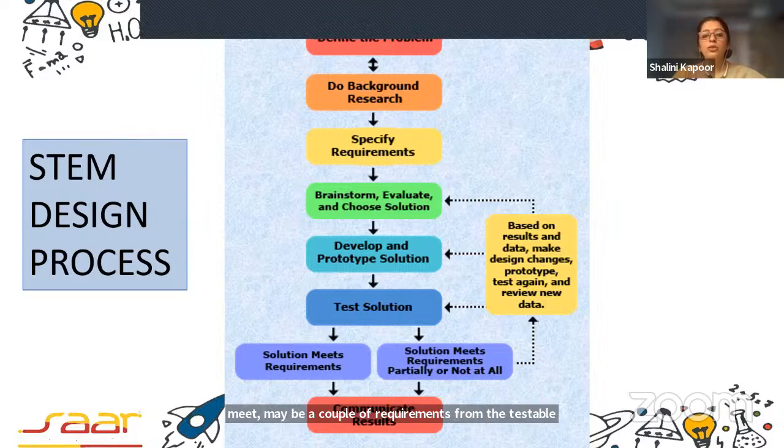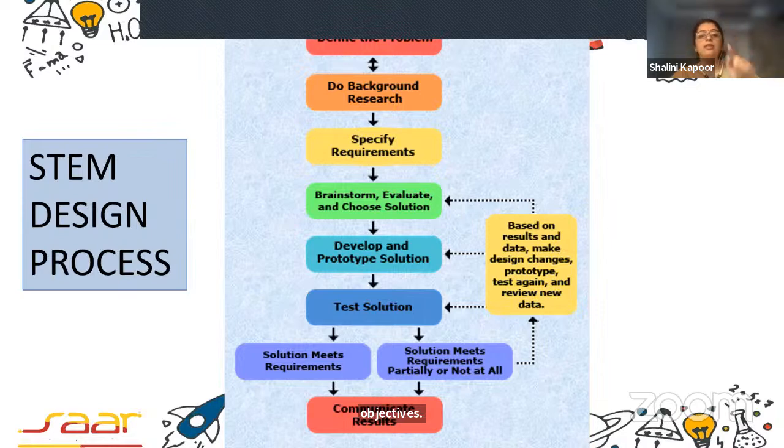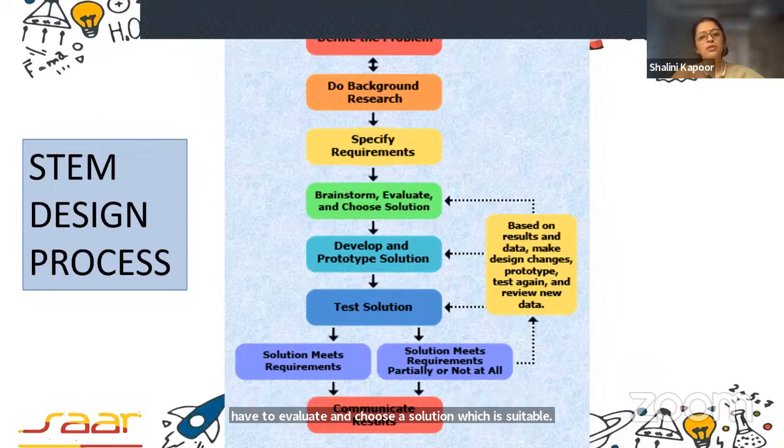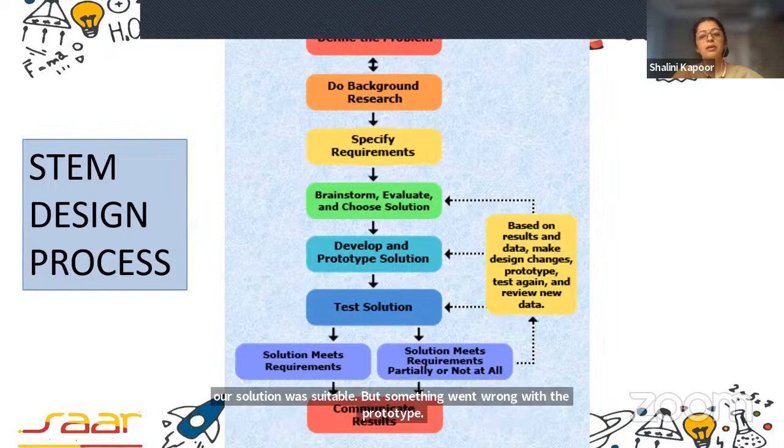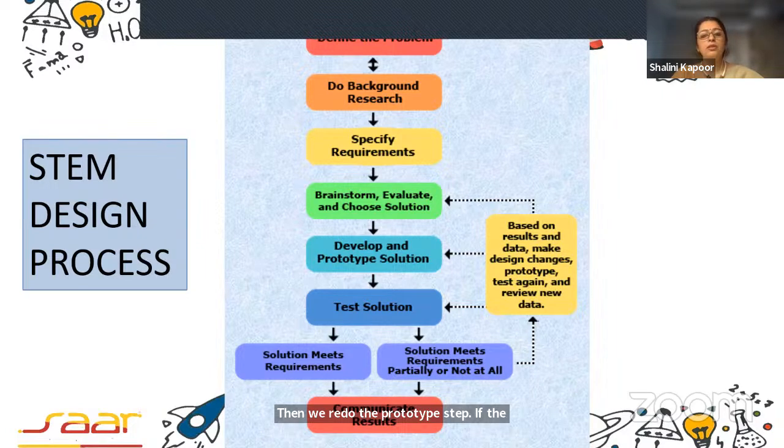So then what do we do? We have to go back to the design process. We have to evaluate and choose a solution which is suitable. If our solution was suitable, but something went wrong with the prototype, then we redo the prototype step. If the prototype step was also fine, and there was some error in our testing, maybe we did not hang it in the right place, maybe we did not put the right grains, then we need to test the solution again with making the desired changes. So that is the STEM design process, which we have followed.